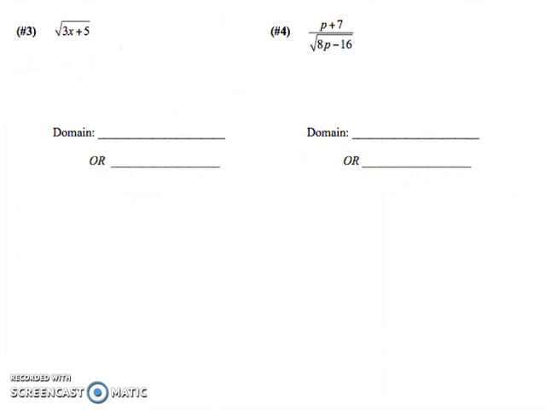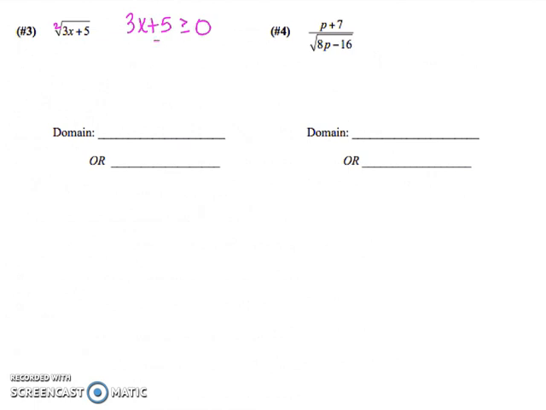Example number 3, now you see we have a root. And what we know is that in order to keep things real, since we have an even root, this is a square root, so remember there's a little invisible 2 right there, that means that we have to keep our expression underneath our radical positive. So that tells us that 3x plus 5 has to be 0 or bigger. So we're going to say 3x plus 5 has to be greater than or equal to 0.